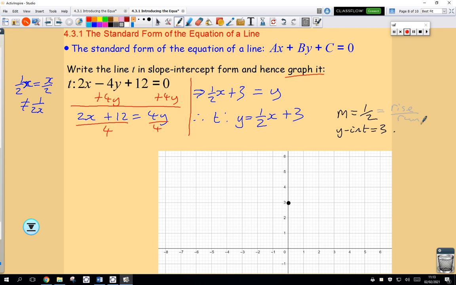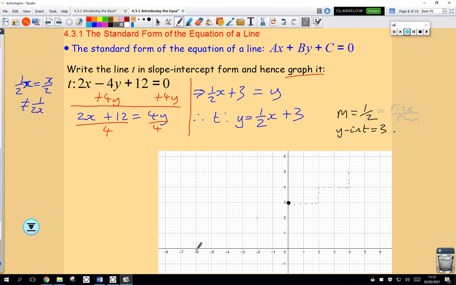So every time I run 2, I rise 1. Run 2, rise 1. And I don't really even need those dots written in. There we are. So going backwards, I'll be falling 1 and running negative 2, just reversing the process. Fall 1, run negative 2, fall 1, run negative 2 there.